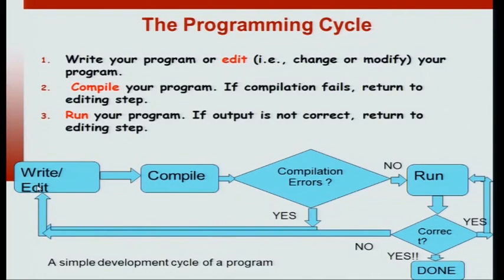Okay, so you edit the program first, then compile it. If there are compilation errors, you go back and edit it again. Otherwise, you run the program. When you run the program, if the logic is correct, then you're done. If your logic is incorrect, then you go back and make changes to the program, compile it and run it again. Okay, so this is the process that we have to follow when we are programming. We look at each of these steps one by one.